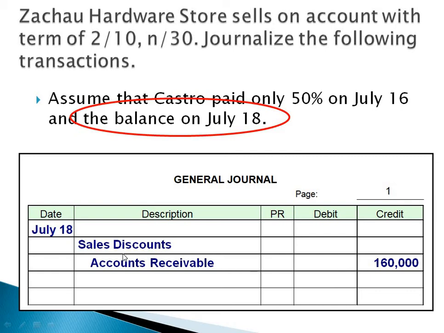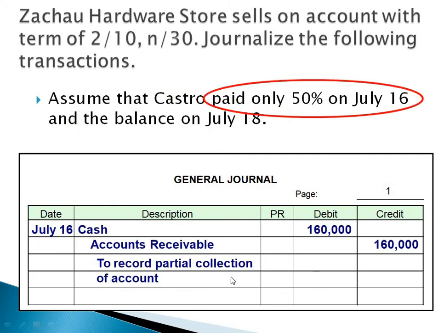Here, many students commit a mistake. Many will base the 2% cash discount on this 160,000 pesos credit to accounts receivable. That is wrong. Instead, the discount must be based on 320,000 pesos, which is not only on this 160,000 pesos on July 18, but also on this other 160,000 pesos on July 16.